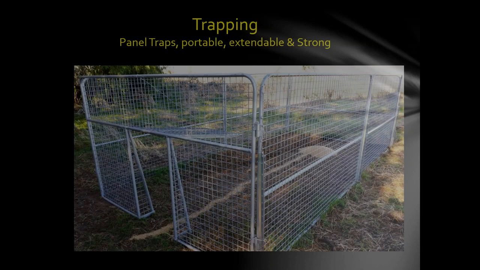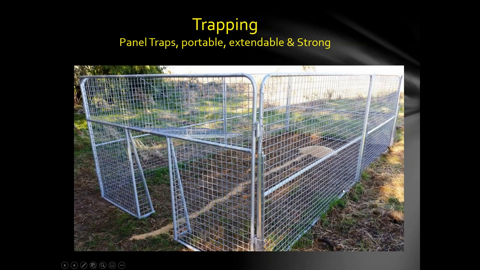So these are the panel traps that we mainly use. The idea I like about them is that you can just flat pack them and cart them around, so you can throw 6 traps onto a trailer. This is one where we've added extra sides to it and made it double the size because of the number of pigs. But again, trapping isn't the number one method that we're using.